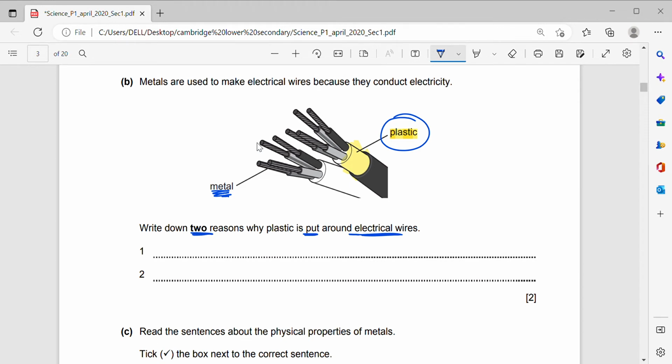We need here 2 reasons. Reason number 1, because plastic is what? Plastic is, we need a keyword here, great insulator. Okay, what could be the second reason? To prevent electrocution, which is injury caused by electric shock, and you can say also to make the wires safe.